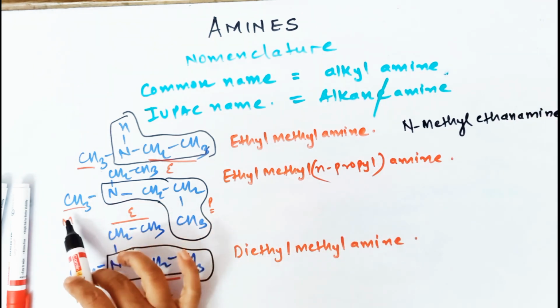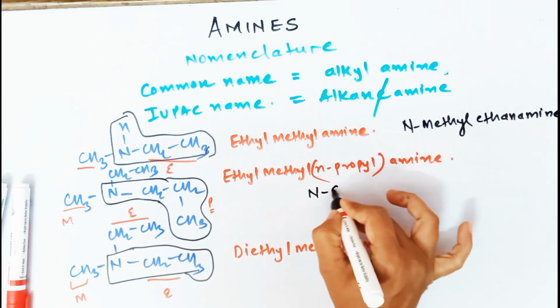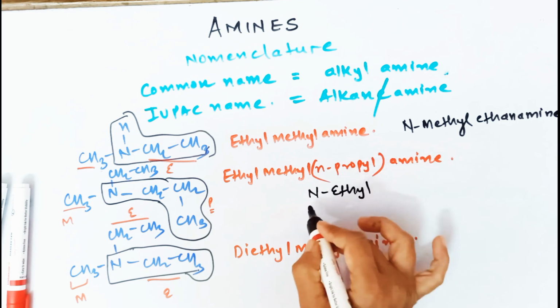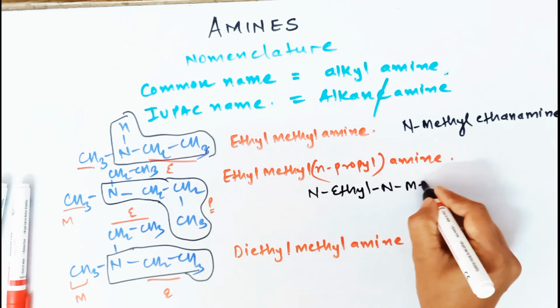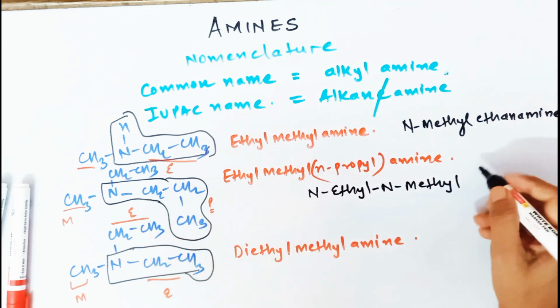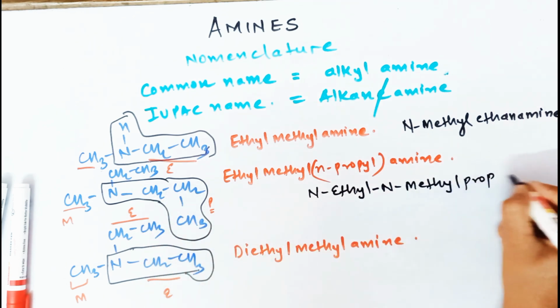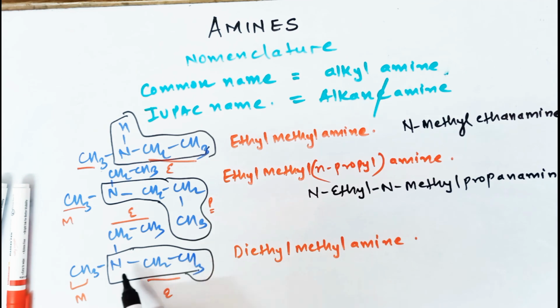N-methyl, N-ethyl. Now that's going to be alphabetical. If you say N-ethyl, at nitrogen, what was attached? Ethyl was attached. At nitrogen, there was also one more methyl attached. And what is the longest chain? It's 1, 2, 3. It's propanamine.